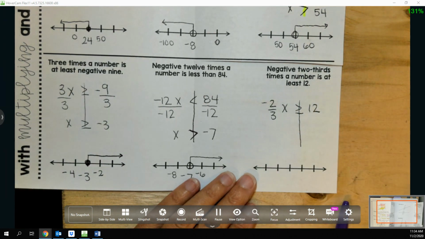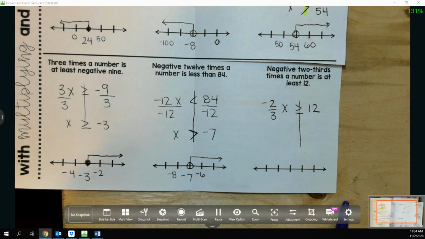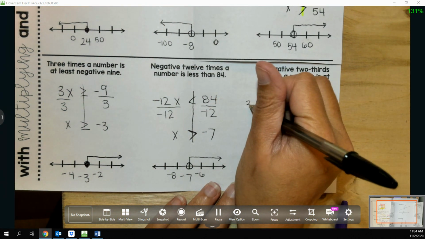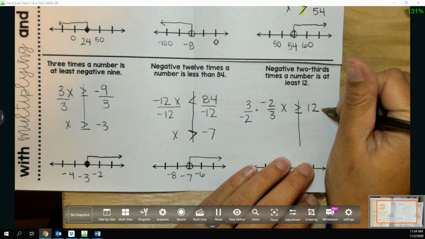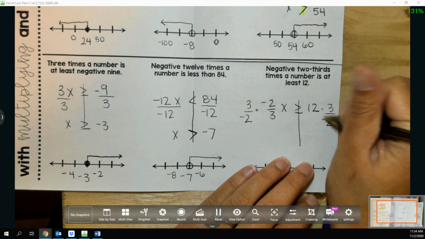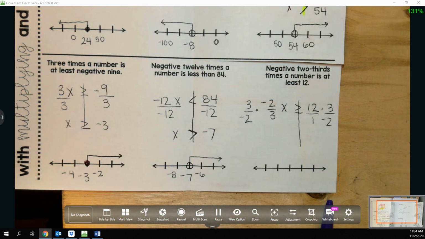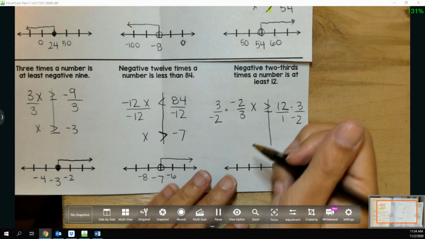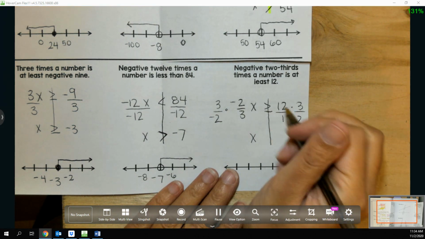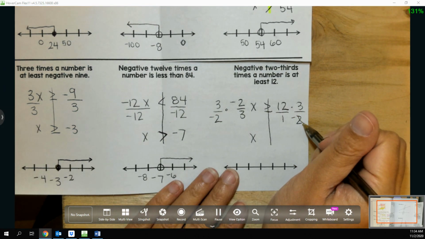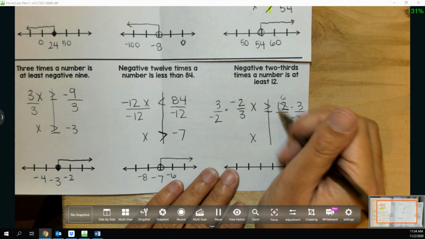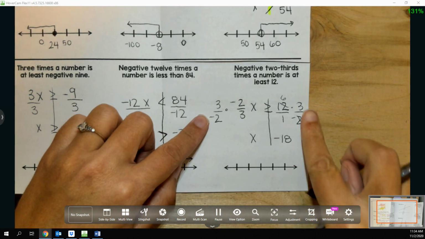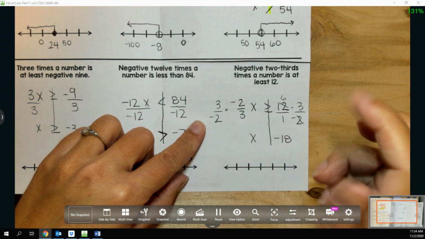So I put in my sides. To get rid of a fraction, we multiply by the reciprocal. We don't divide. So 3 over negative 2 on both sides. So I'm going to throw a 1 over that so that I can keep my numerators and denominators the same. And so over here, x will be alone. On this side, I'm going to divide the 2 into 12 for 6. And when I multiply here, I'm going to get negative 18. And because I did a negative on both sides, I have to switch that inequality.